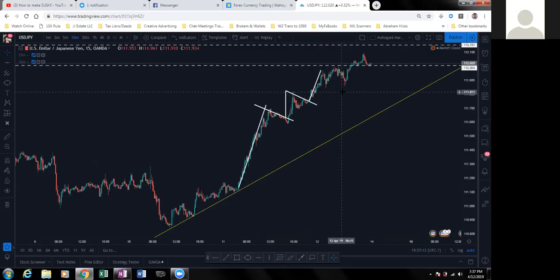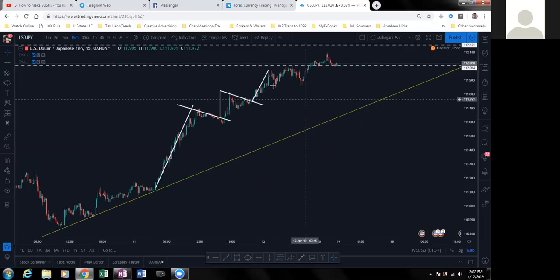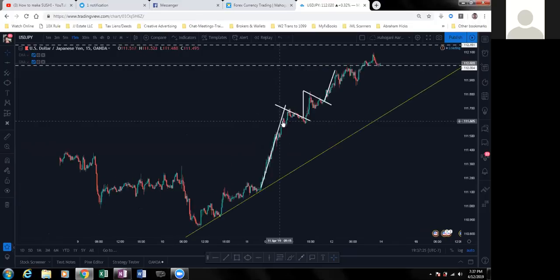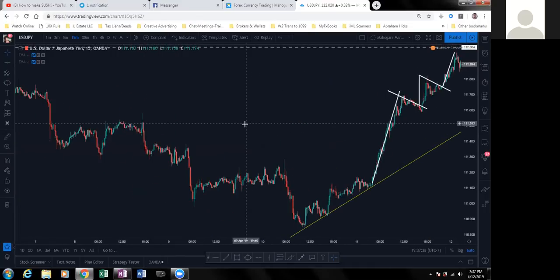if you can't see a pattern, and if you don't understand a pattern, do not force it. Just wait for it to start to make a clear pattern. And all these moves are corrective anyway. The difference between an impulsive candle and a corrective candle, let me show you.